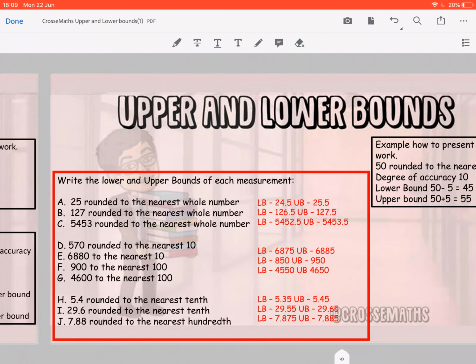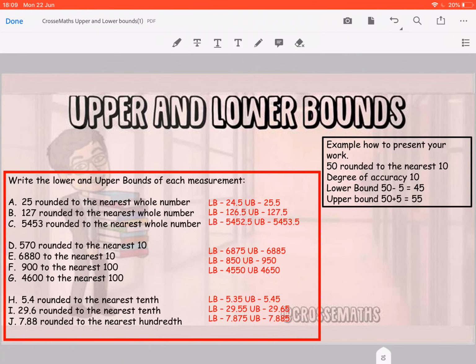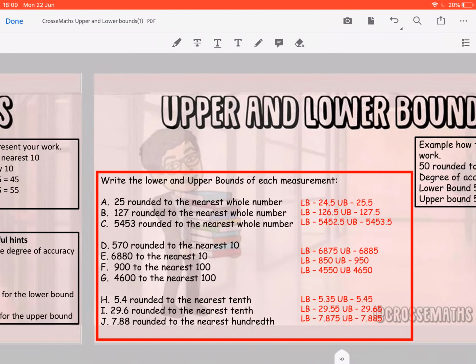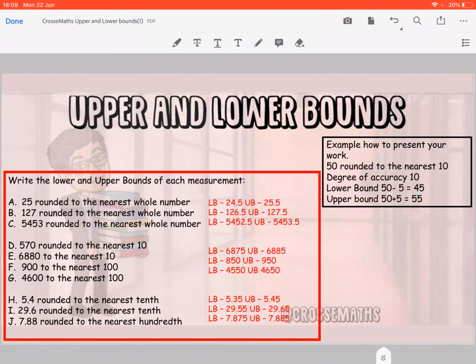Right, guys, so mark whatever you've done so far. If you got most of them right, you really get this. If you got some of them wrong, that's okay. Just make sure you understand the gist of what I'm doing. Again, it's important maybe to get this helpful hints box down, because it makes loads of sense when I do it. So if it says to the nearest 10, you half it, you add it on and take it away.